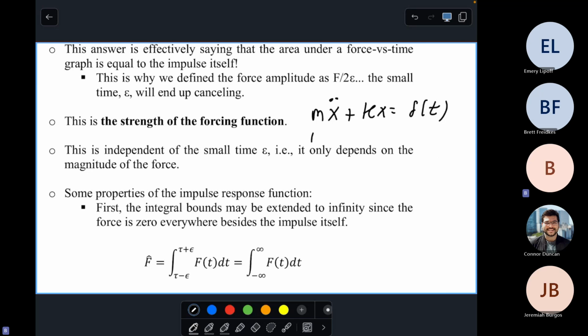If I were to have the same exact differential equation, the only difference being I now have a multiple of that, what that 7 does is increase the impulse by a factor of 7. So now instead of having an impulse of 1 Newton second, you have an impulse of 7 Newton seconds. So based on how big that impulse is, that'll dictate the strength of that forcing function, how much of an impact it has on your response.